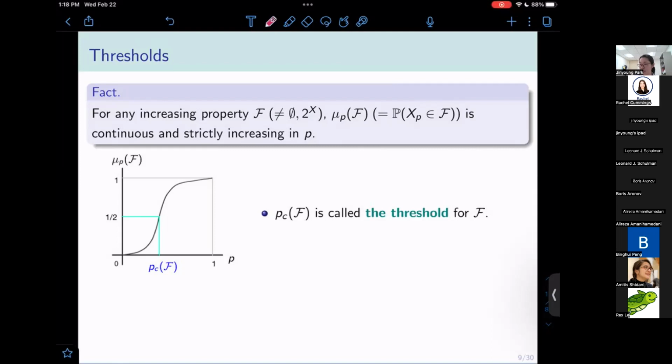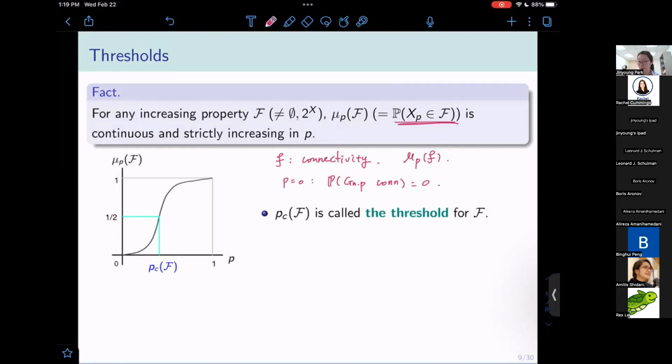So one example is this. Let's say that F is connectivity. I'm just giving you an intuition about this. Then in this case, what's the behavior of μ_p(F), or what's the probability of X_p satisfying the given increasing property, connectivity? Here X_p is G(n,p). So if p is 0, then all of the edges are absent. So the probability that G(n,p) is connected is of course 0, because nothing is there.